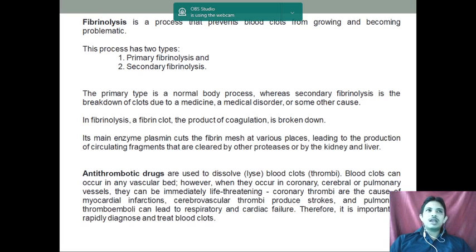So whether it occurs in the coronary blood vessels, cerebral or pulmonary vessels, in all such cases thrombi can cause a life-threatening situation. So it is very important to break down these thrombi for normalization of blood circulation.